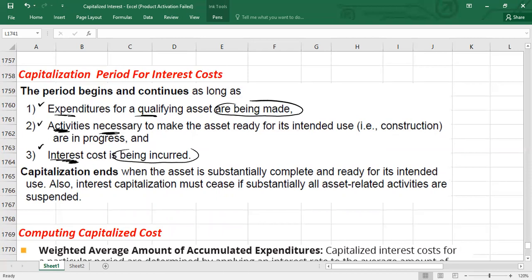Okay, and your capitalization of interest cost must end when the asset is substantially complete, or your asset is ready for its intended use. So you have to stop the capitalization of interest cost. Sometimes, if you are constructing an asset, maybe you will suspend the activities for the construction of the asset. If you have suspended the activities, of course you should not capitalize interest cost for that suspended period.